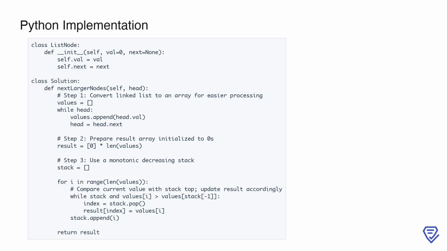4. Return the result. After traversing the array, the result array contains the next greater node values for every node in the linked list. This algorithm is efficient, with a time complexity of O(n), where n is the number of nodes in the linked list. The stack operations ensure that each element is processed at most twice, once when it's pushed onto the stack and once when it's popped. This makes the approach highly optimized compared to a brute force solution.